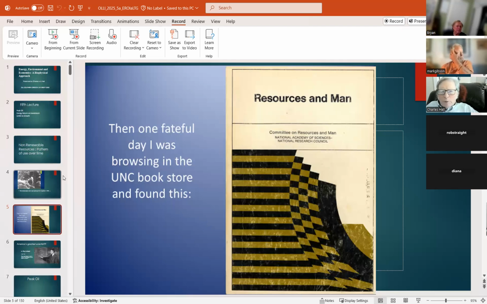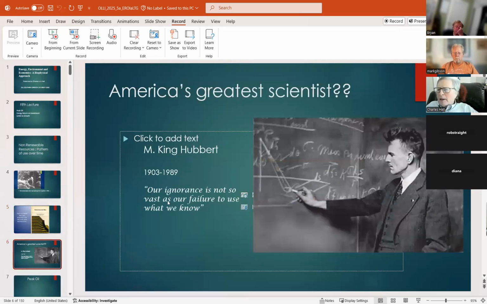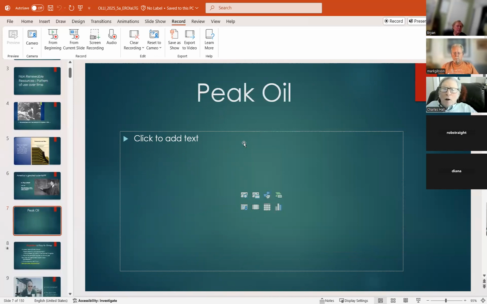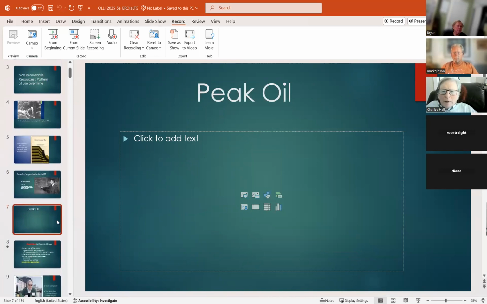Now, remember, this is when I'm thinking about fish mostly. In fact, I think they had a chapter in there about fisheries. But in this, I found a chapter by this guy, M. King Hubbard, who later in my life I got to know fairly well. And he came up with this concept of what we call a Hubbard curve, later called peak oil.